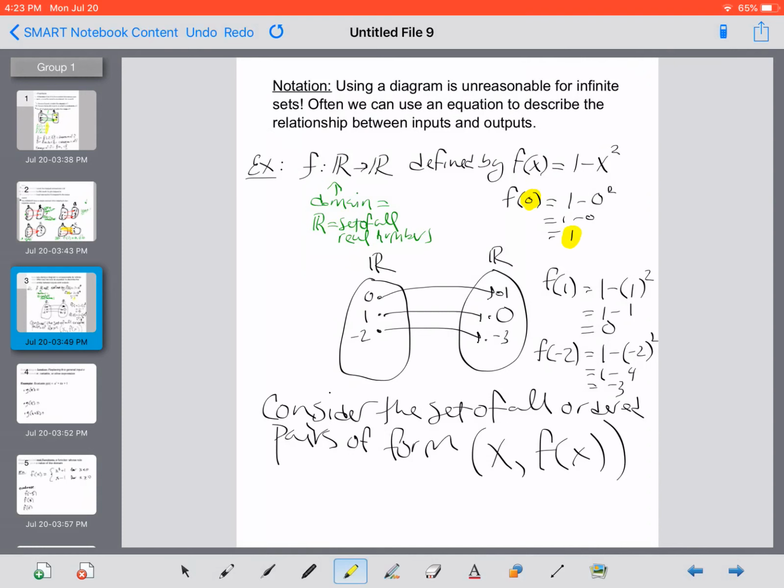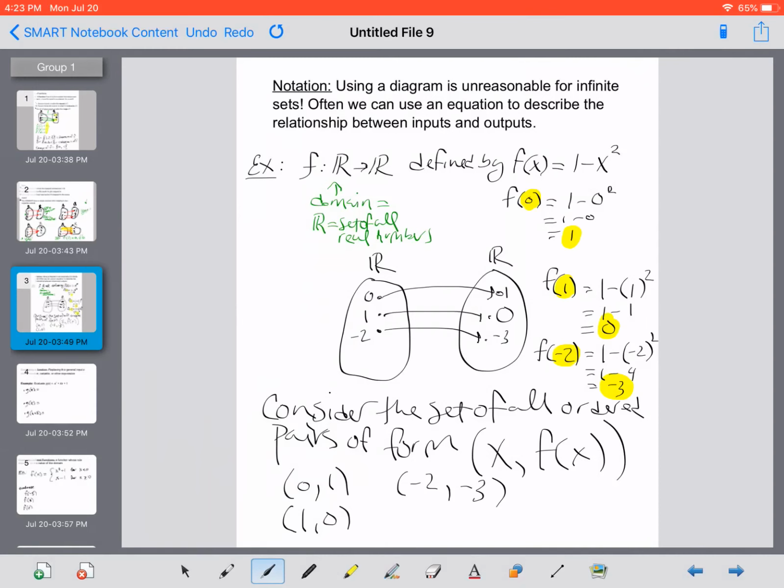When we have an input of 0, we get an output of 1. So 0, 1. Or we could look at the ordered pair 1, 0, because when we input 1, we got an output of 0. We can look at the ordered pair -2, -3. Because when we input -2, we got an output of -3. If you looked at every single possible ordered pair for every single possible real number x, it's going to give you a graph in the Cartesian plane, which is going to describe every possible input and output of this function. All right, so we'll get to the graph in the next section.